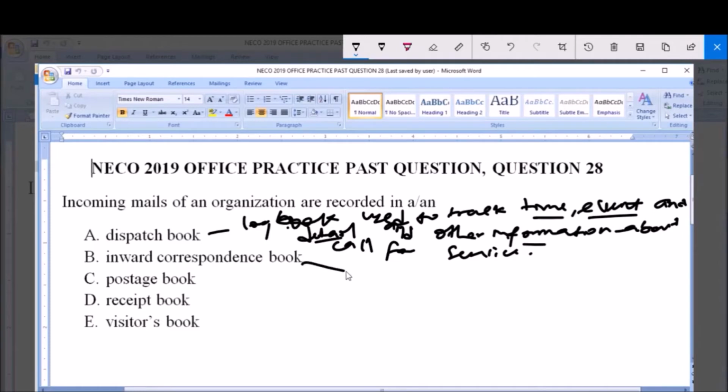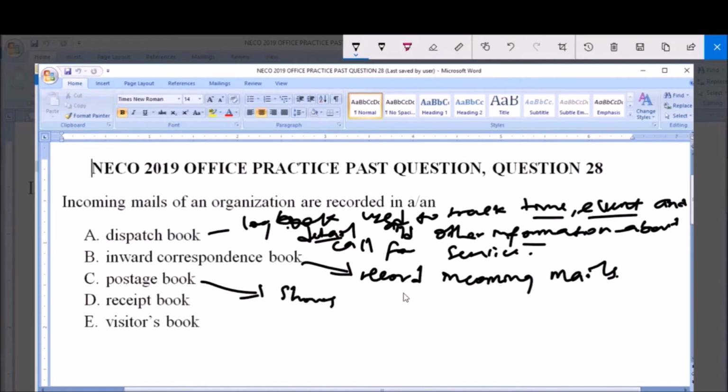Now this is the inward correspondence book. The inward correspondence book is used to record incoming mails in any organization. Now, this is the postage book. The postage book shows the address, reference number, and cost of postage.